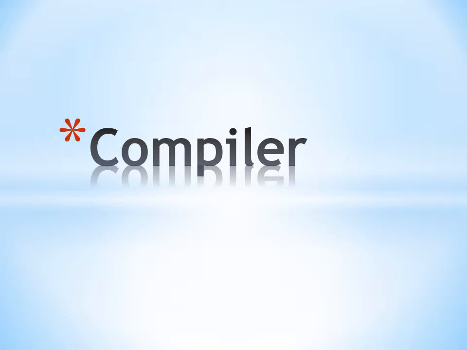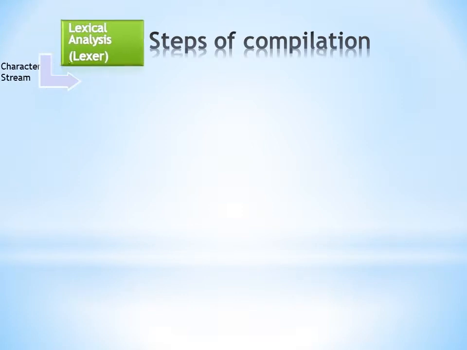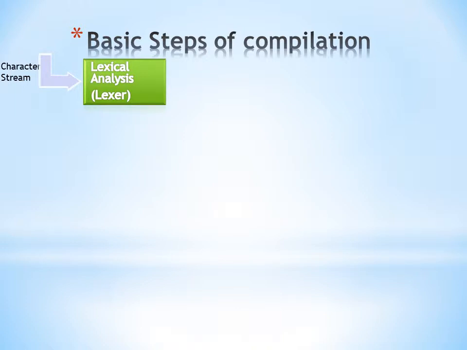In this tutorial, you will get to know about the structure of a compiler and what functionalities are done by it. There are 5 basic steps of compilation. First is the lexical analysis. A character stream is sent to the lexer for lexical analysis, and it creates a stream of tokens.